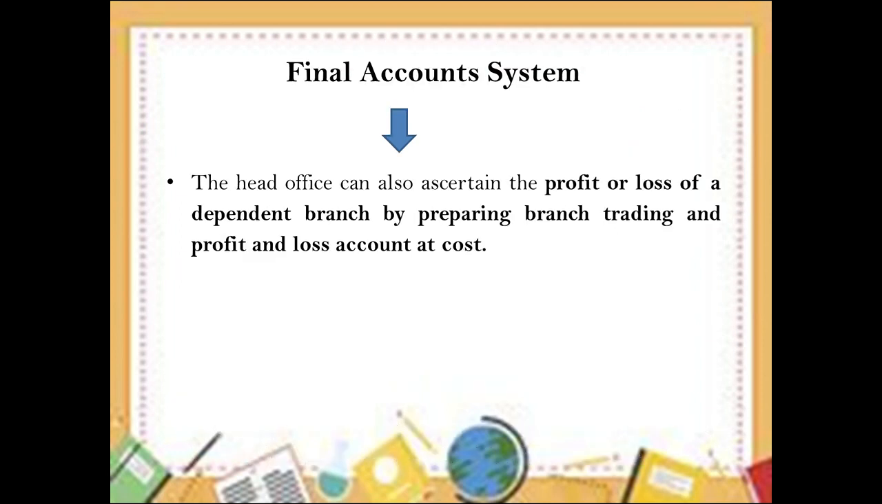And the fourth method is final account system. Head office ascertains the profit or loss of branch by preparing branch trading and profit and loss account at cost price.